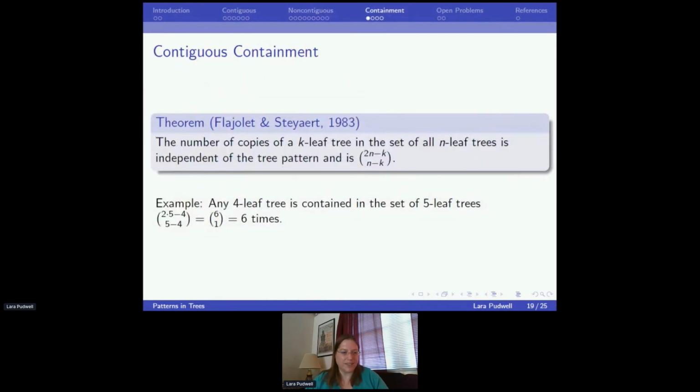So almost 40 years ago now, the result for contiguous containment in trees is: if you think of a k-leaf tree pattern, the number of times it's contained in the set of all n-leaf trees is given by this binomial coefficient here. I'll make this a little more concrete with a picture on the next slide. For example, if I think of a 4-leaf tree pattern contained in the set of all 5-leaf trees, this computation says that the 4-leaf tree should show up 6 times total across all 5-leaf trees.